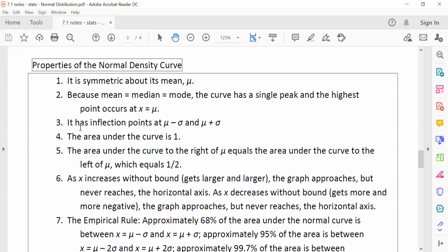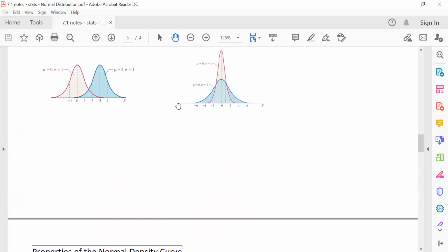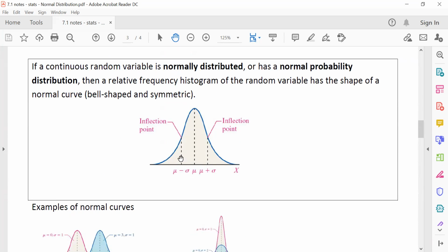Again, it has inflection points at mu minus sigma and mu plus sigma. What does that mean? We'll look at that in a moment. The total area under the curve: if you were able to somehow calculate the area underneath this curve, it would come out to exactly 1, or 100%.